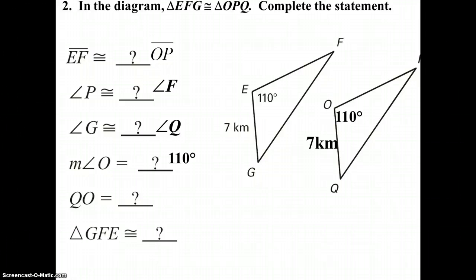So now QO, that's not segment QO. We see the equal sign. It's looking for a measurement there. So QO maps up to GE. So the unit measured there is going to be 7 kilometers.